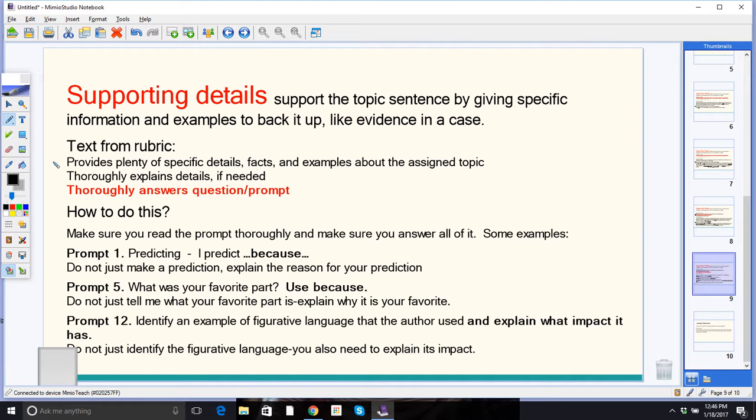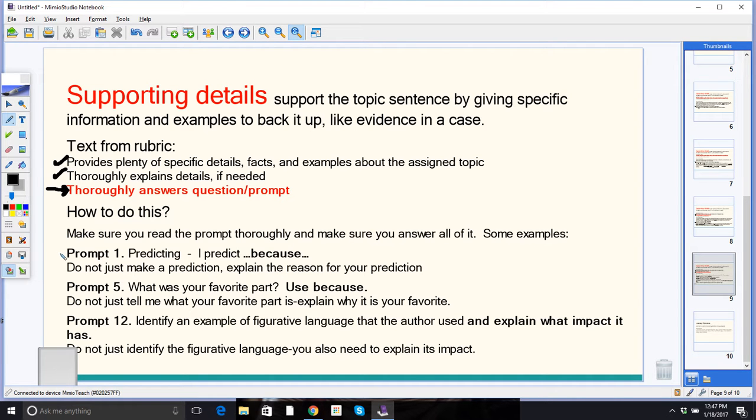Alright, so back to the rubric. We've talked about providing plenty of details. We've talked about explaining details. The last one here is to thoroughly answer the question or prompt. And I know that with 7th graders doing your reading responses, this one is one that trips you up quite often. So how do you do this? Well, you make sure you read the prompt thoroughly and make sure you answer all of it.